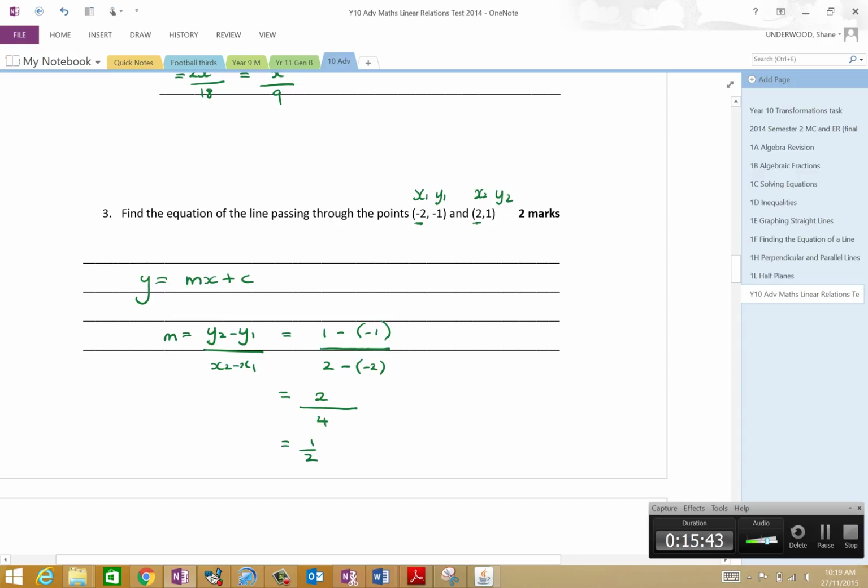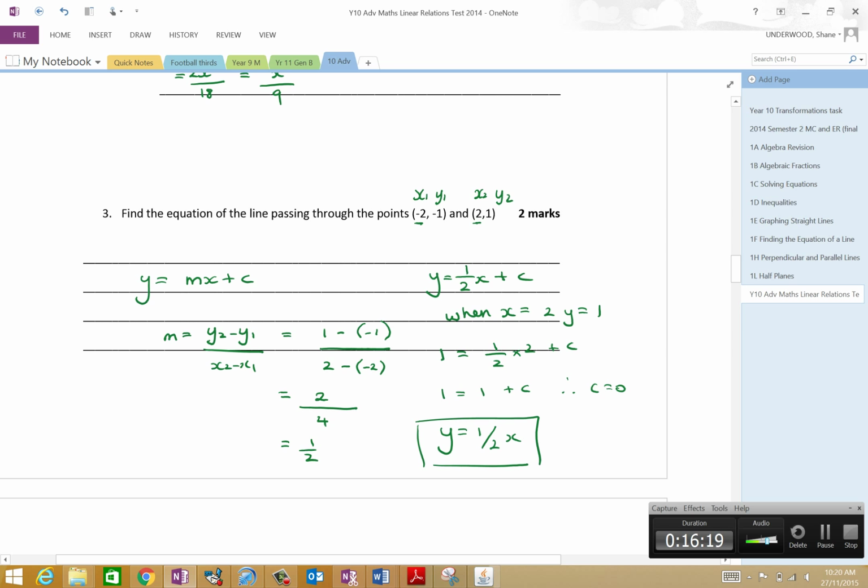So therefore we've got y equals 1/2 x, but it is a half x plus c. We don't know what c is yet. However, I'm going to pick one of those points that's on the line: when x equals 2, y equals 1. So let's throw that in there, 1/2 times that plus c. And look at that, we've got 1 is equal to 1 plus c. Therefore, c is equal to 0. So my equation is y equals 1/2 x. Okay, good.